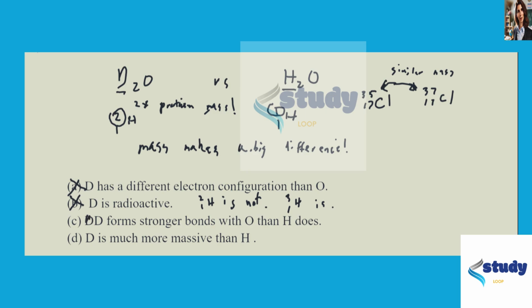Whoops, a little bit of a typo there. C says deuterium forms stronger bonds with oxygen than H does. That is not the case. Because again, we're not affecting the electronic structure, really. All that we're doing is making it more difficult to add and remove that deuterium. And D, finally, is that deuterium is much more massive than hydrogen, and that is indeed where the difference comes from. Proportionally, it is twice as heavy.